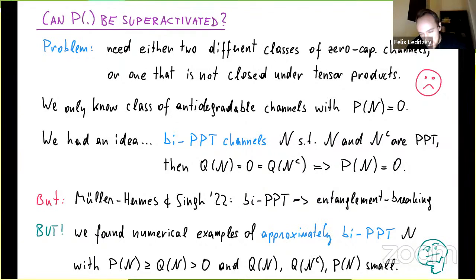So I'm very interested in these examples, and maybe those can help towards a superactivation of private capacity. That would be very cool, I think.